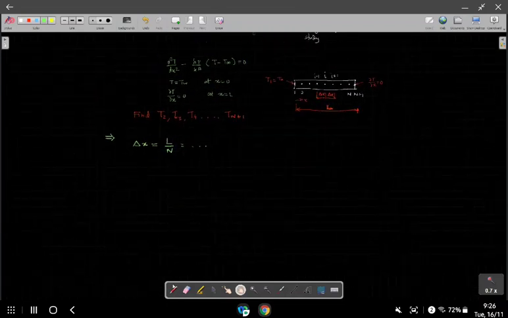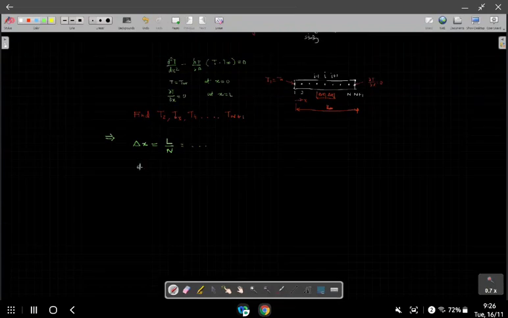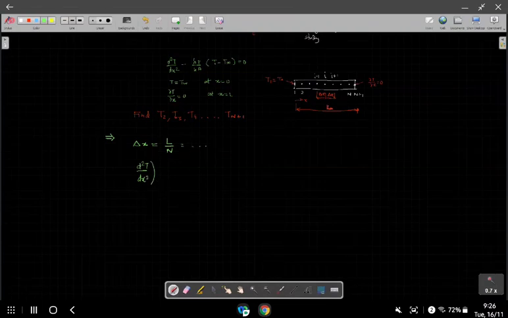Now, what do we do? We want this to be discretized: d2T/dx2 minus hP over kA times (Ti minus T infinity), okay. So Ti means, I'll just write here itself, this whole at I is equals to 0.